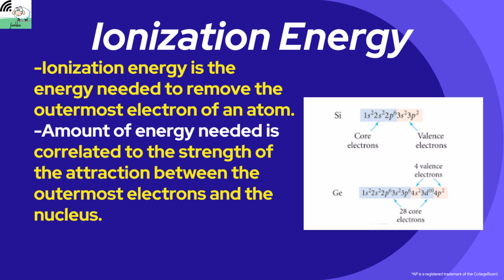And we use the term ionization energy to describe the amount of energy that is needed to remove the outermost electrons of an atom. The amount of energy needed is directly correlated to the strength of the attraction between the outermost electrons and the nucleus. So you can really think about which electrons are going to have the higher ionization energy. It's going to be more difficult to remove the core electrons than it is the valence electrons. So therefore, the core electrons are going to need more energy to remove them, thus a higher ionization energy.